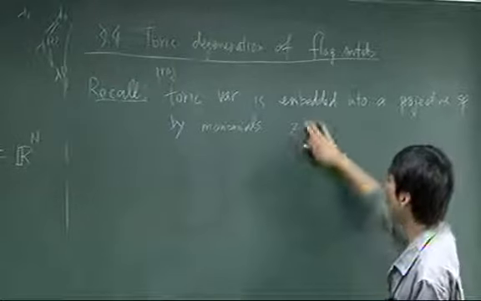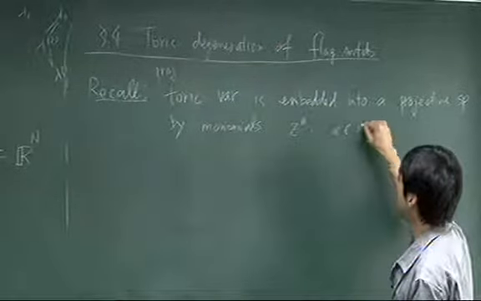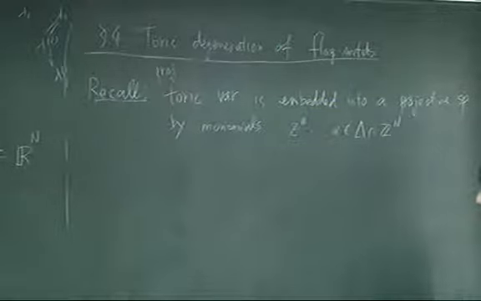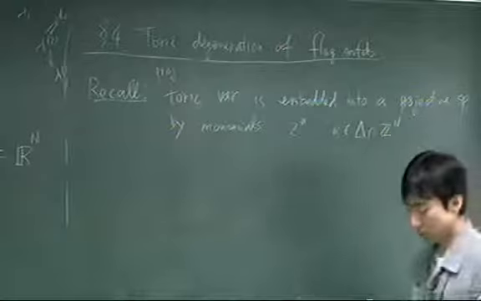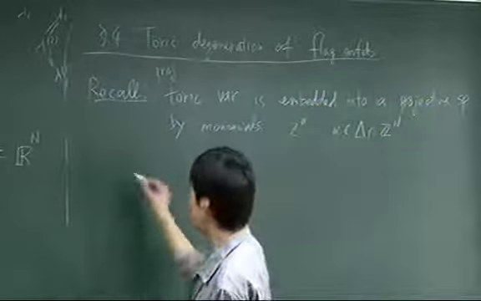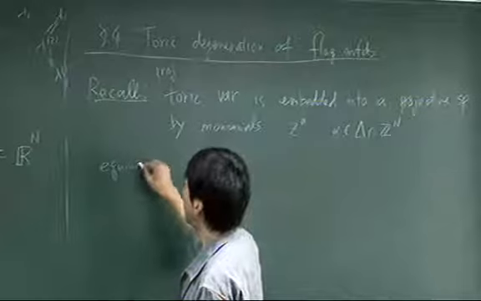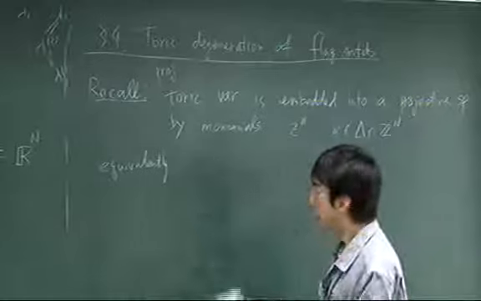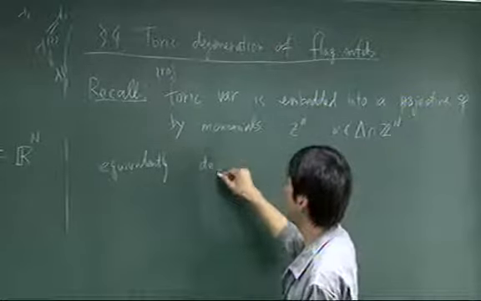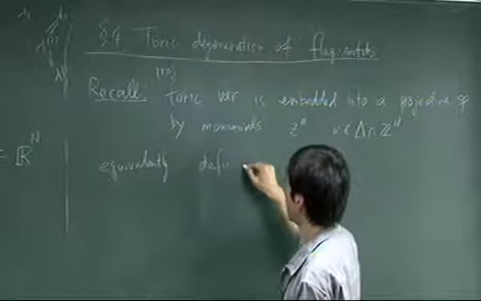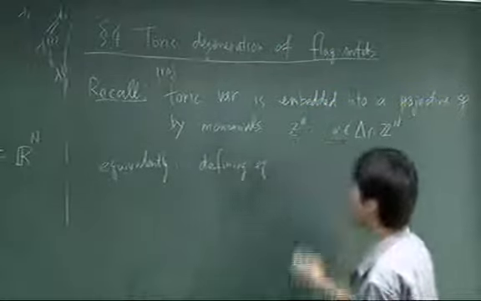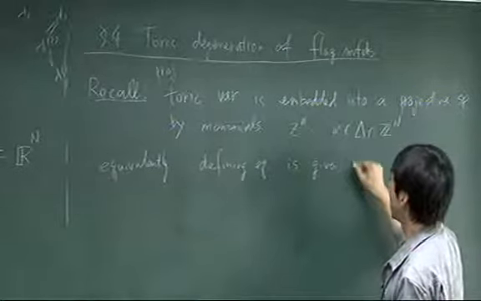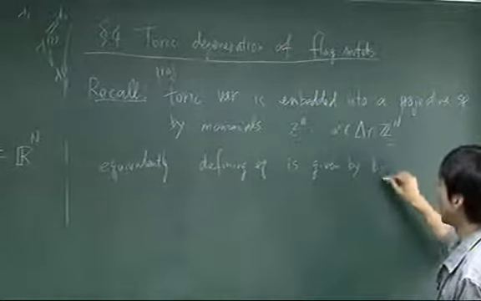The monomials are z^α, where α is an integral point of the moment polytope. And equivalently, the defining equation for the toric variety is given by binomial relations.